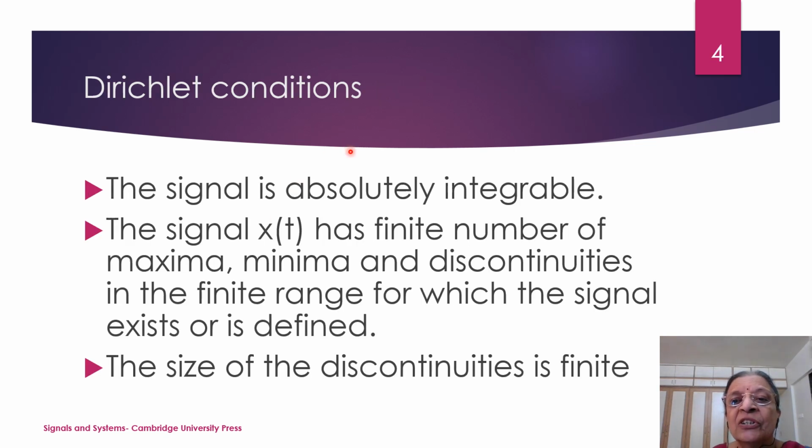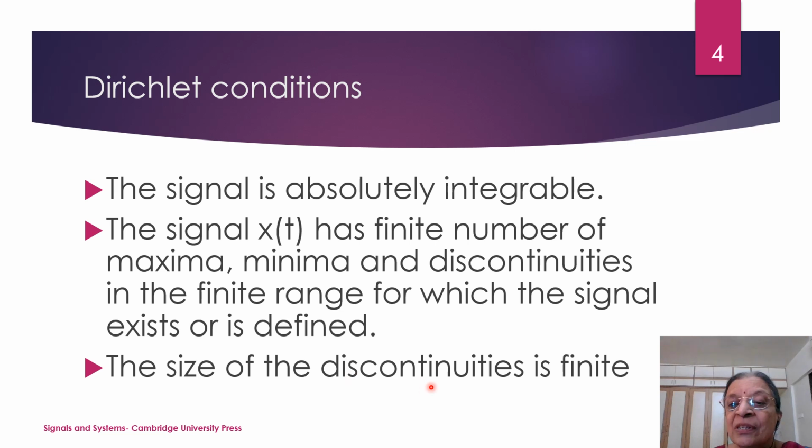Now there are certain conditions to be satisfied so that the Fourier transform will exist. In order that the Fourier transform exists, the signal must be absolutely integrable. So when we write integration from minus infinity to infinity, if the integration value goes to infinity, we cannot use this Fourier transform. The signal x of t must have a finite number of maxima, minima, and a finite number of discontinuities. If there are an infinite number of discontinuities, we cannot represent the signal in terms of Fourier transform.